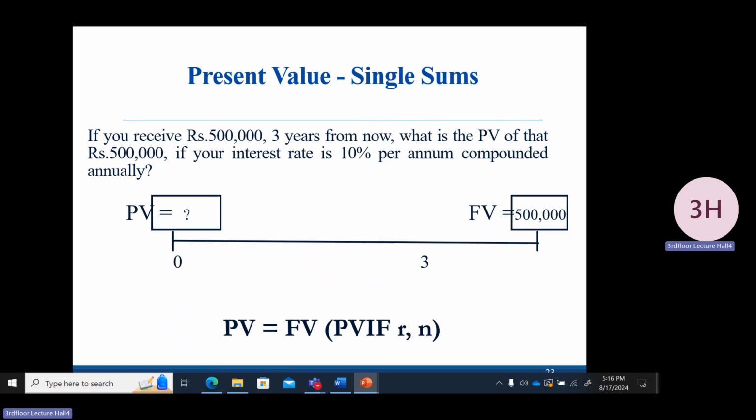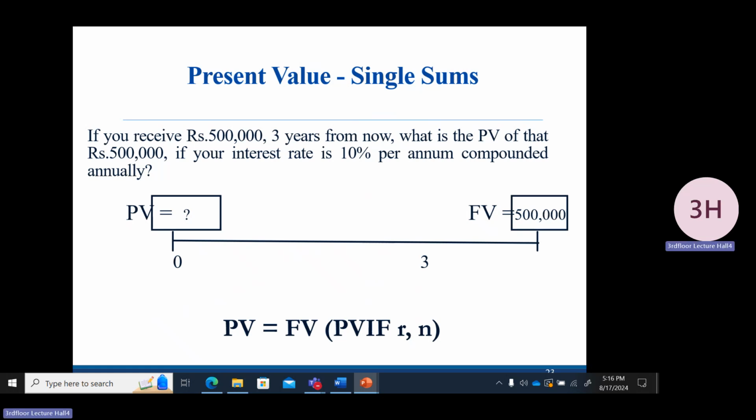Suppose there is an investment. So you are getting 500,000 in 3 years. What is the value of this investment today? This is very important in valuation. Based on the cash flows, we are calculating present value. So what is the value of this investment today?